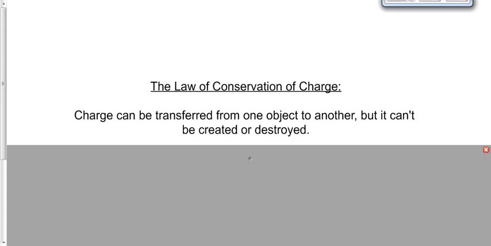What's happened to the protons in that interaction, by the way? When I walk across the carpet and touch somebody and shock you, what's happened to the protons? Nothing. Protons stay where they are. What's happened to the electrons? They're the ones that have transferred.